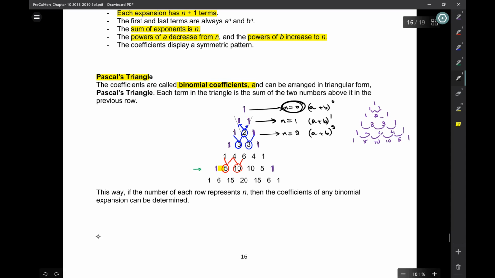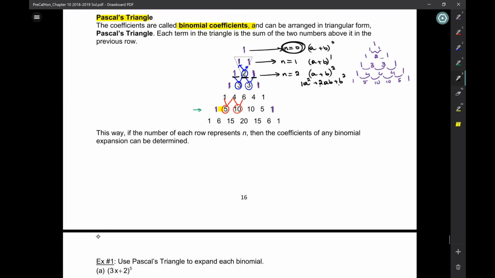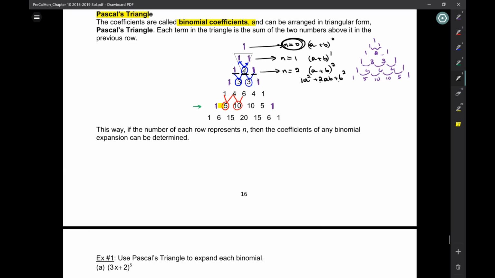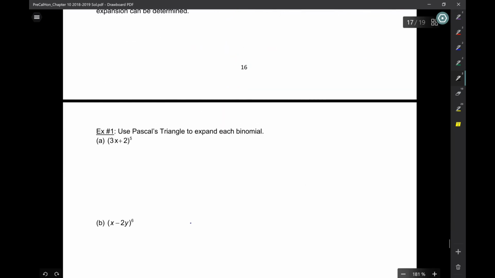And so recall, what's (a + b) squared? It's a squared plus 2ab plus b squared. Look, the coefficients are 1, 2, 1. 1, 2, 1. Okay, so that's how we generate this. So this way you could figure out the coefficients of any binomial expansion. All right, so you know what? Let's just do one.